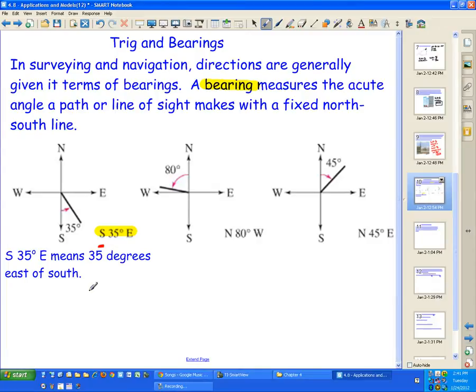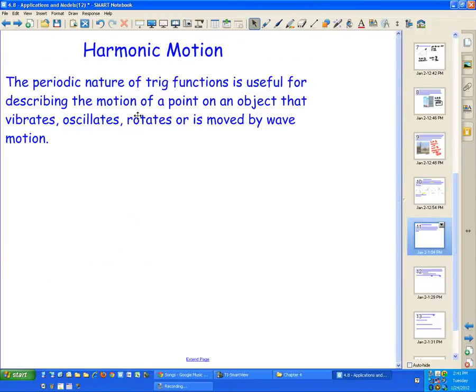Over here, I'm using the north part of my axis, and I'm going 80 degrees west of it. And over here, I'm using north 45 degrees east of that, which puts me on this line over here. And so bearings is just using the north-south line and how many degrees east or west you're going from that north-south line. And then a definition of harmonic motion, you basically just need to write this down.